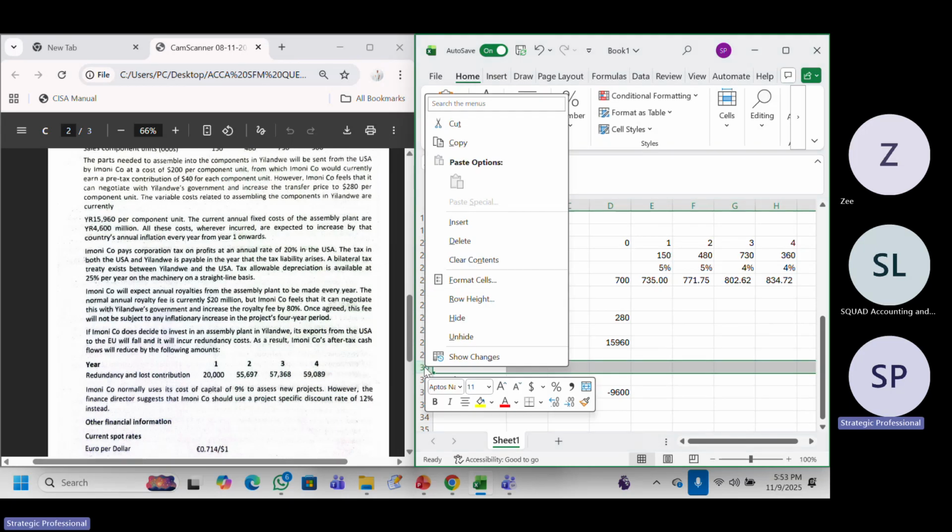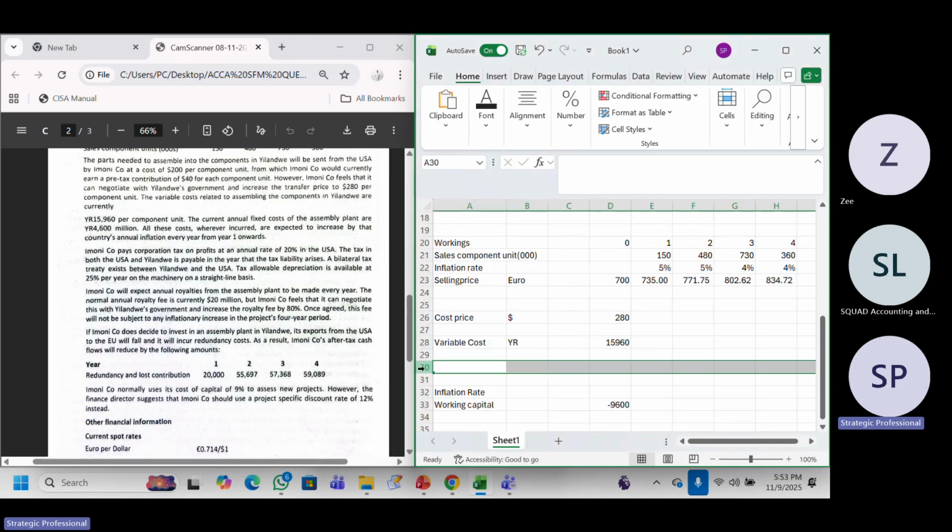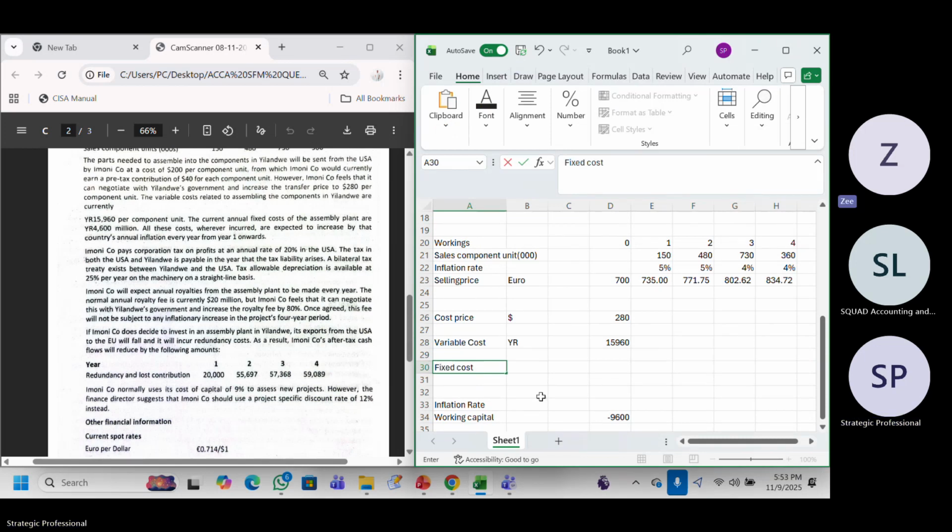I'm intentionally putting on the rate so that we will not miss them, so that when we're converting, we know the one we're converting and the one we're not converting. They said the fixed cost, that one is in million. Let's note that, 4,600 million. So that one is in million and is in YR. Let's leave that.